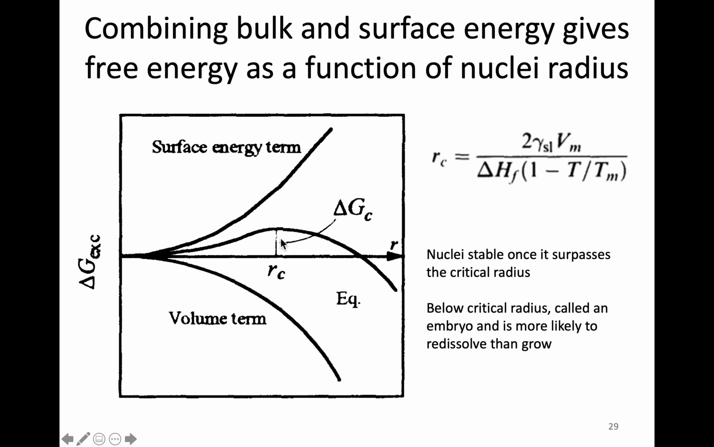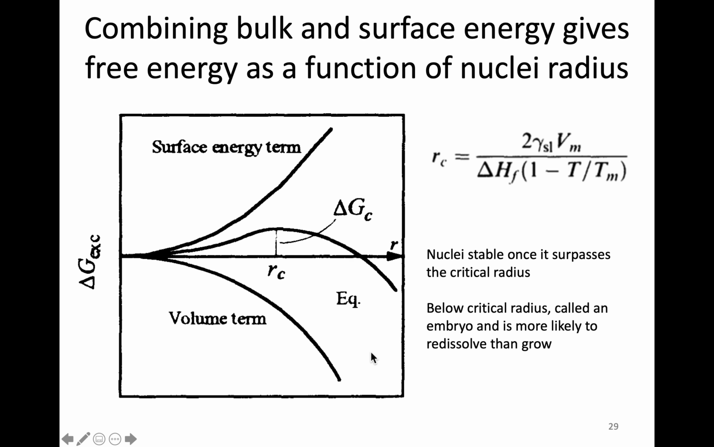Since we have a local maximum here, we call this the critical radius, because once a solid of a particular size crosses this threshold, it is now stable because it reduces the energy of the system to make it larger and larger. So we basically have a critical point here, and this is our critical size. It's at that point that it's stable. If it was under that, it would be more likely to redissolve than grow. So this is our critical point.